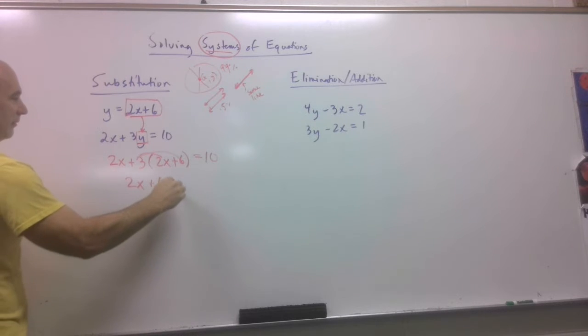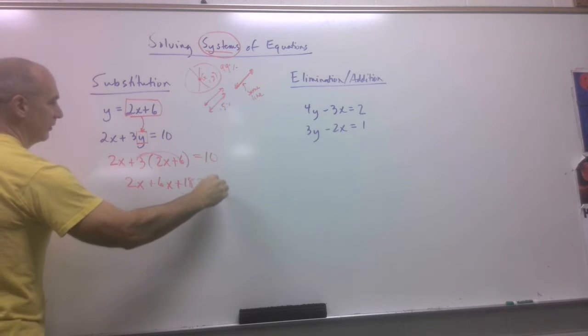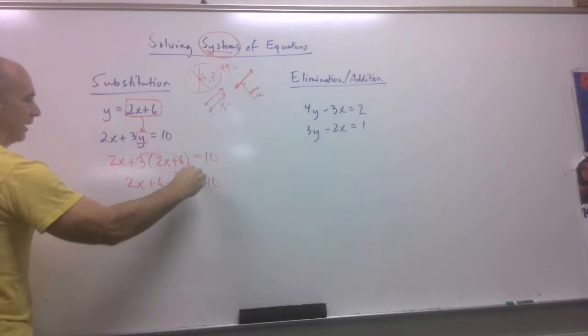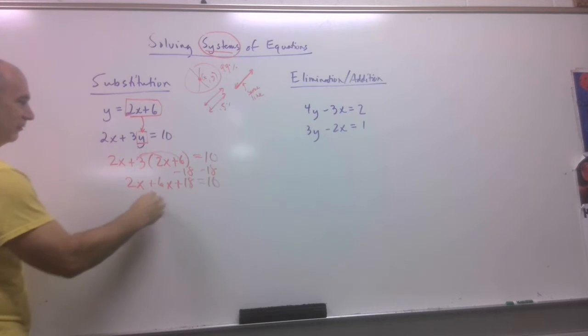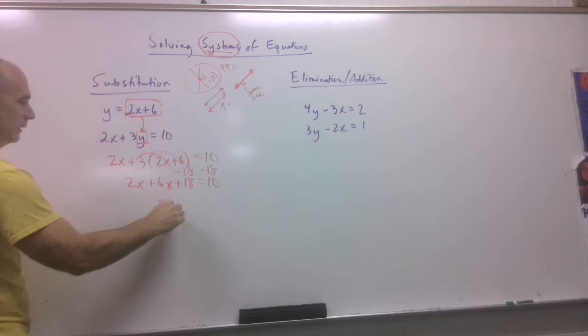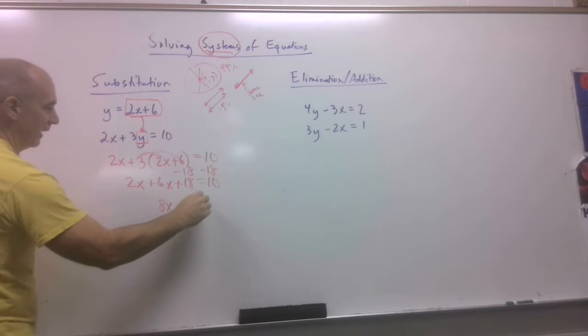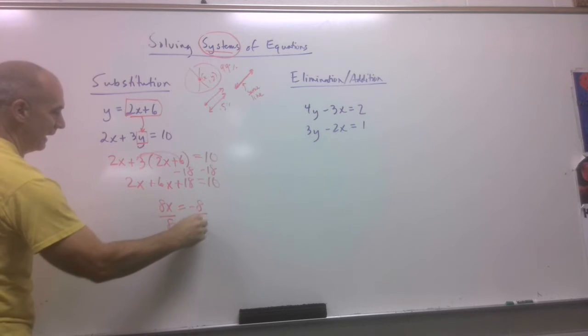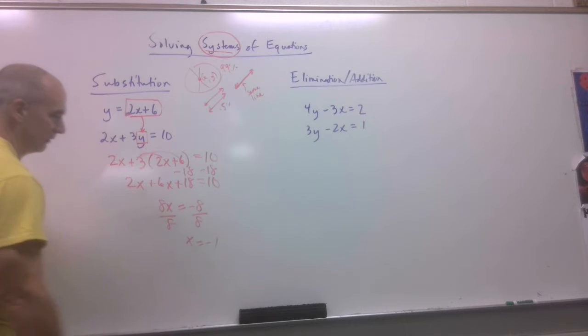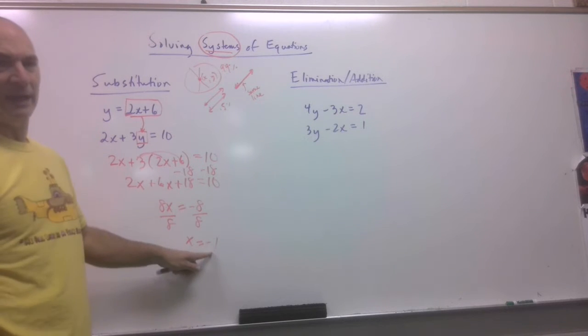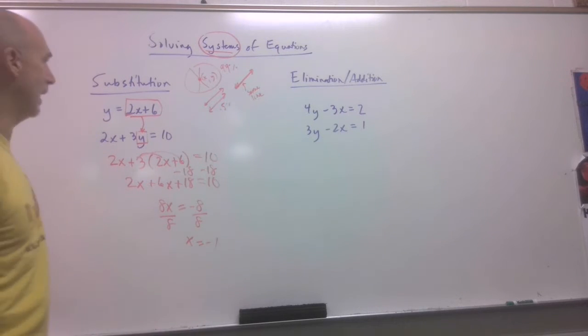Distribute. 6x plus 18 equals 10. I'm going to subtract 18, subtract 18. So I get 8x equals negative 8. Divide by 8, divide by 8. x is negative 1. That's fortunate. These can sometimes turn into nasty little fractions. Don't panic if that happens.